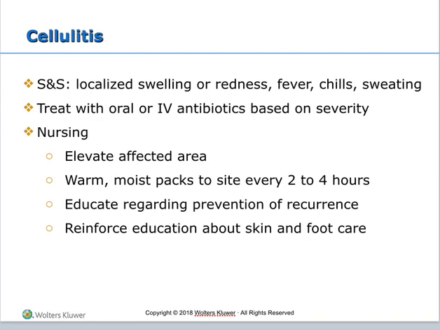We can do some comforts. We can elevate the affected area, moist packs, educate them on the signs and symptoms of early infection. Tell them not to pick at stuff, not to squeeze ingrown hairs, that kind of stuff. Good skin and foot care is important because that's usually what triggers a cellulitic type infection.